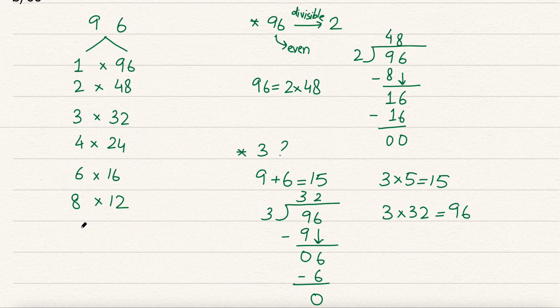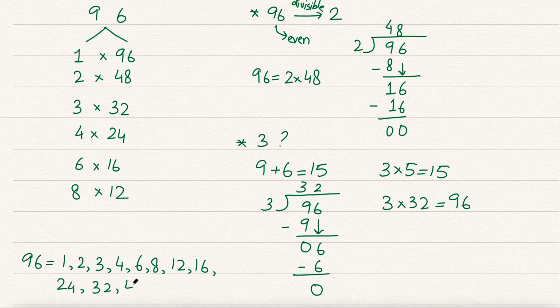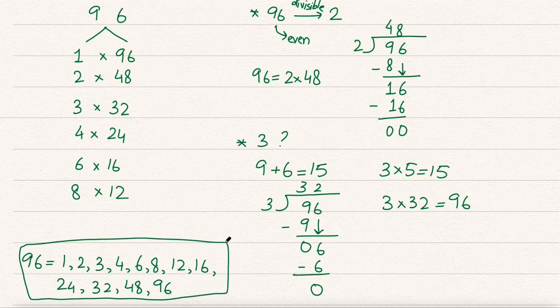We will finally list down the factors of 96. We have 1, 2, 3, 4, 6, 8, 12, 16, 24, 32, 48, and 96. So these are the factors of 96.